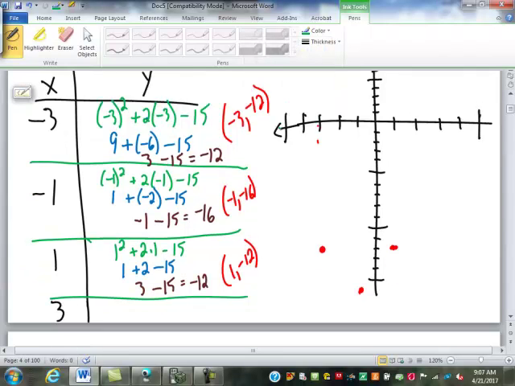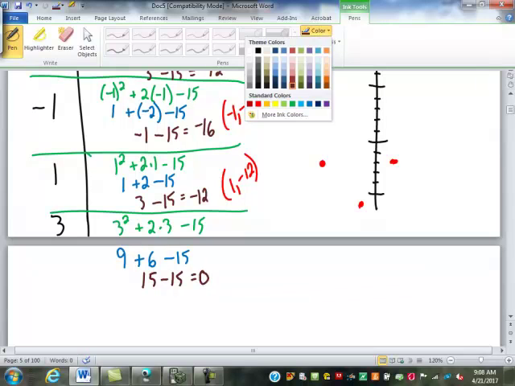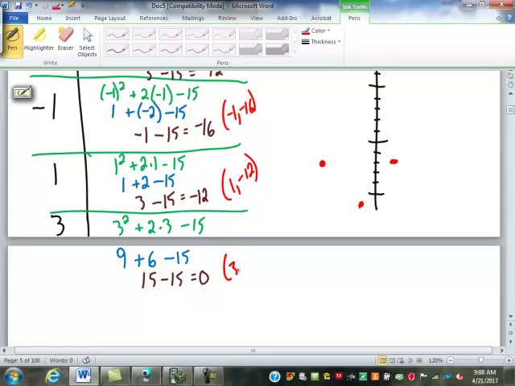So let's use x equals 3 now. So it's going to be 3 squared plus 2 times 3 minus 15. What's 3 squared? 9. 2 times 3? 6. I still got minus 15. 9 plus 6 is 15, and 15 minus 15 is 0. So that gives us the point 3 comma 0.